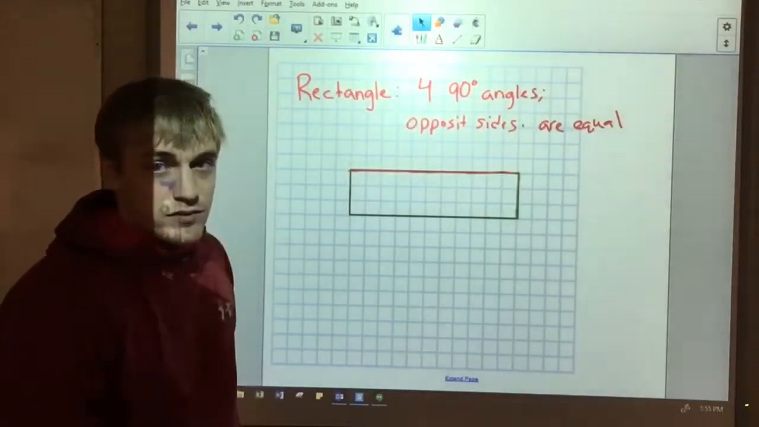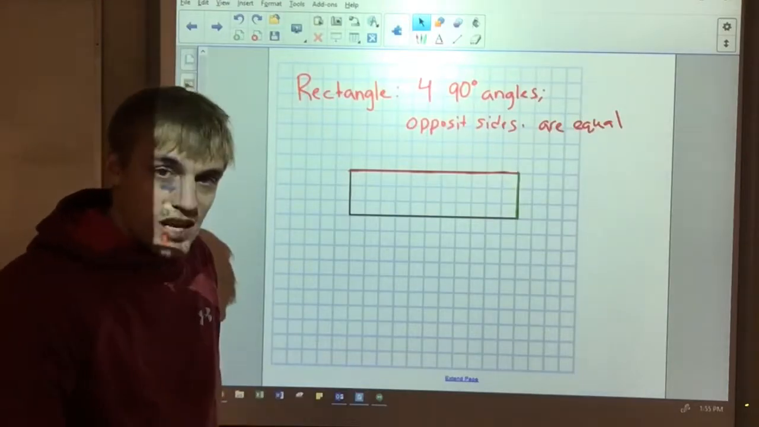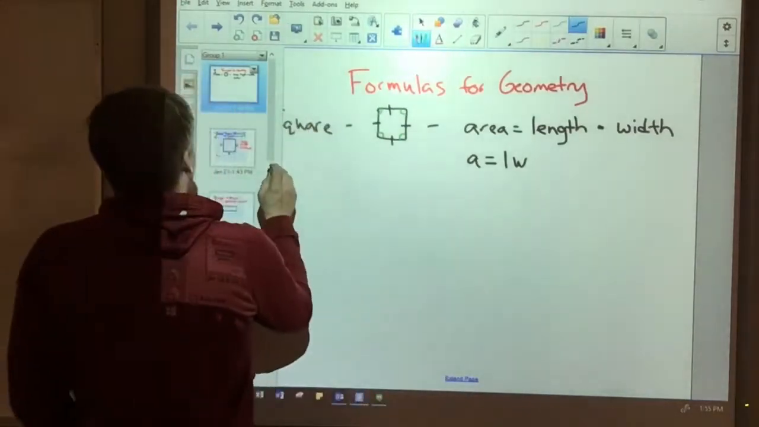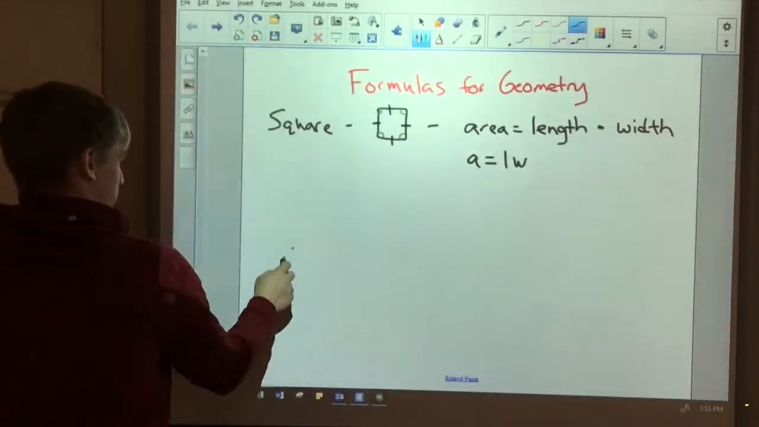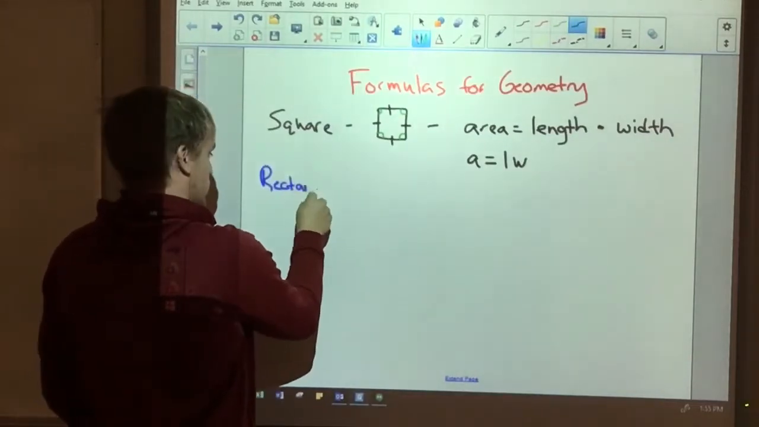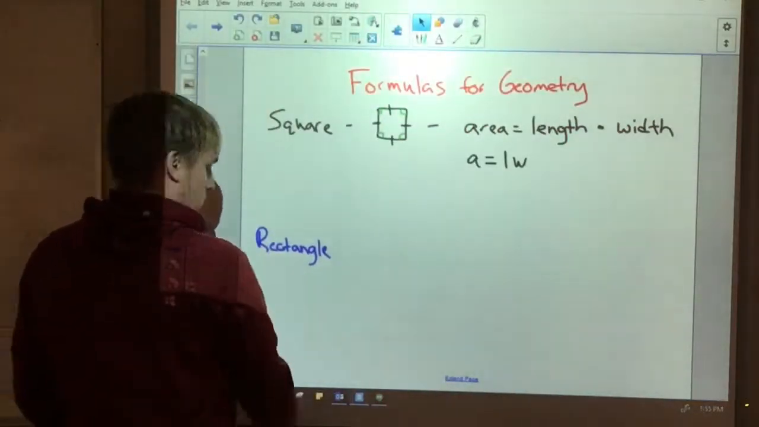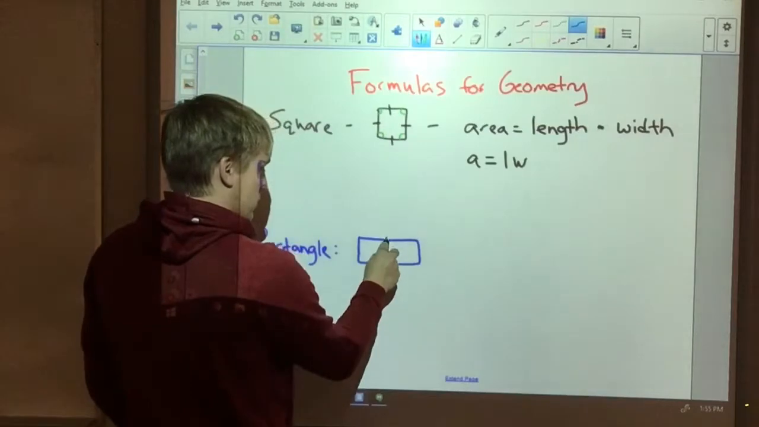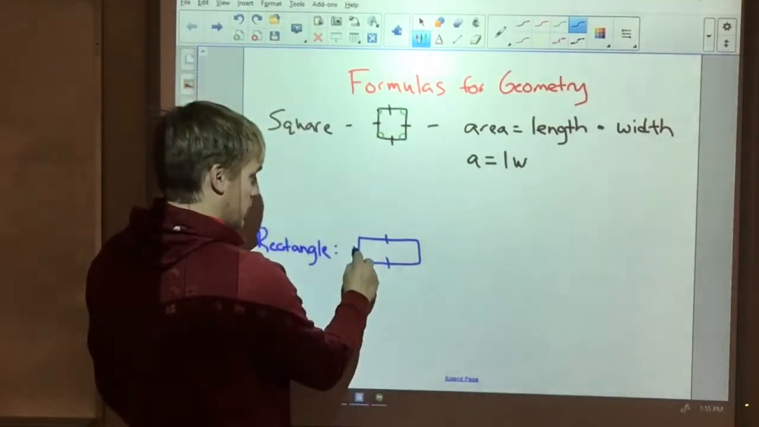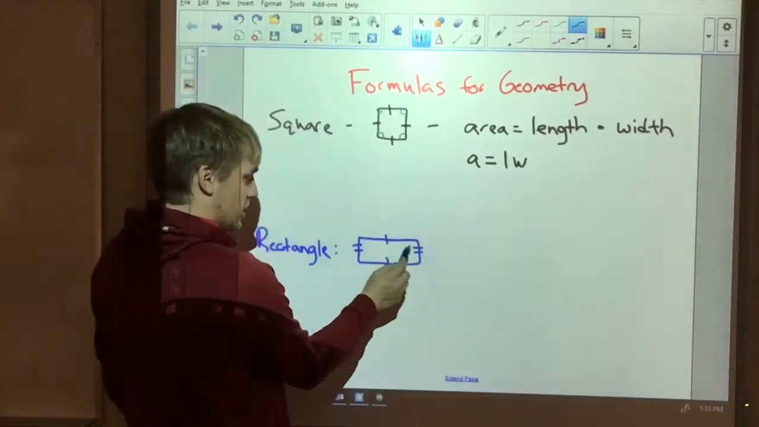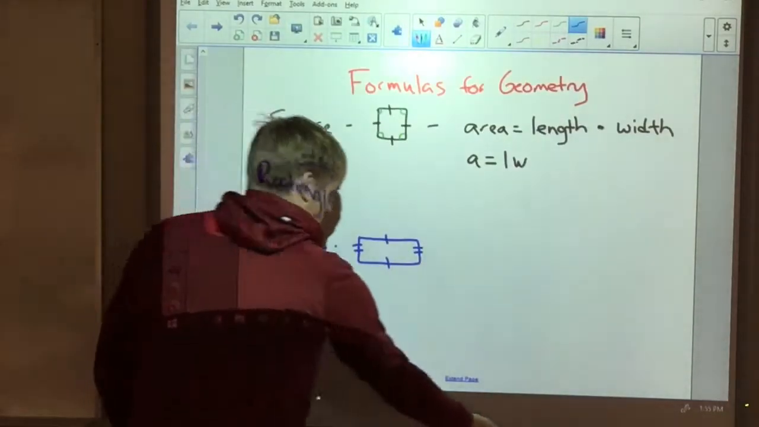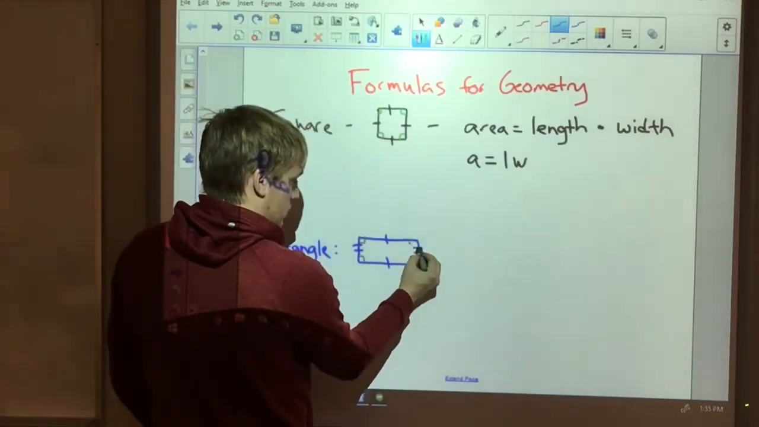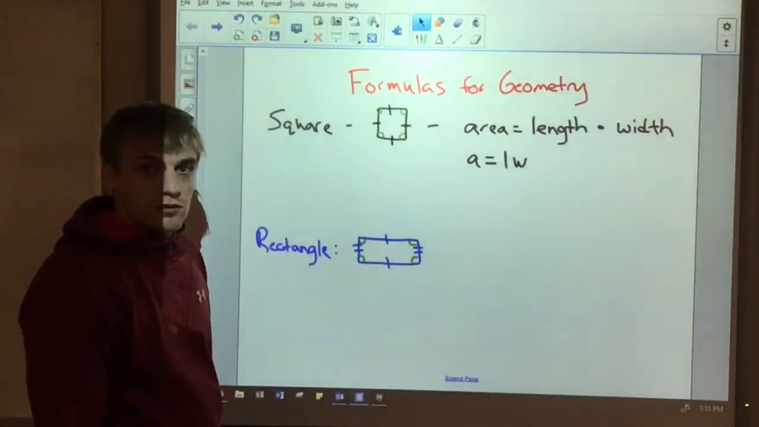A rectangle is just like a square. It has the same formula. So we're going to go back to our formulas page and we're going to write that down. So we're going to write rectangle. A rectangle looks like this. So this side is equal to this side. And I'll put two lines here and two lines here because this side is equal to that side. Opposite sides are equal. They also have four 90-degree or right angles as well.